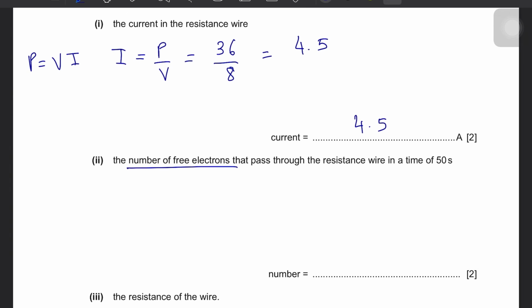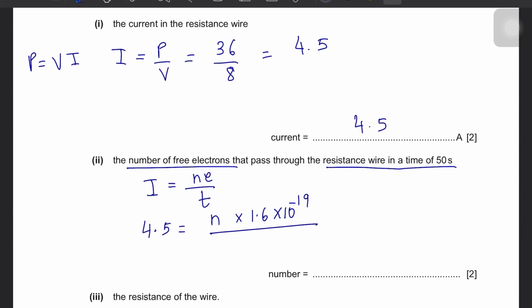Next is asking the number of free electrons that pass through the resistance wire in a time of 50 seconds. So the number of free electrons comes in the formula for current, where charge can be replaced by N times E over T. So we can just substitute the numbers here. N is what we don't know. E is 1.6 times 10 to the power negative 19. That's a constant. T is given to us as 50. We can use our calculator to solve it for N. The answer will come out as 1.4 times 10 to the power 21.